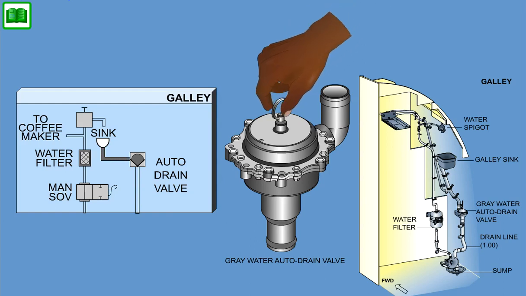The drain may be opened manually by the cabin attendant in case of a clog. The ring handle at the top of the valve is pulled up to open the valve seat and clear the line.